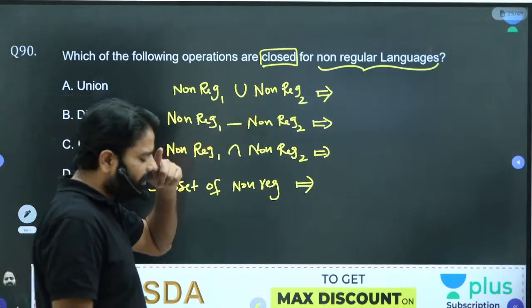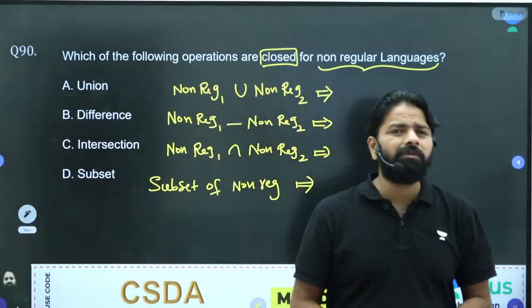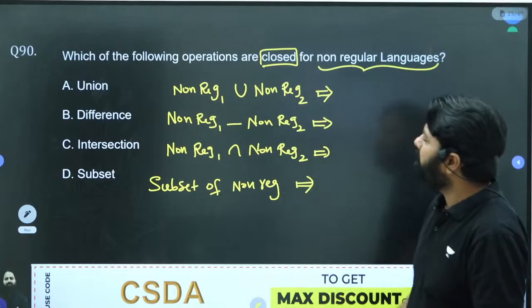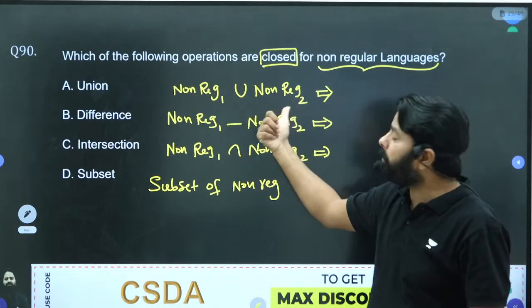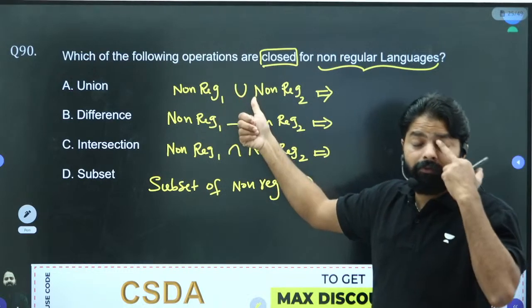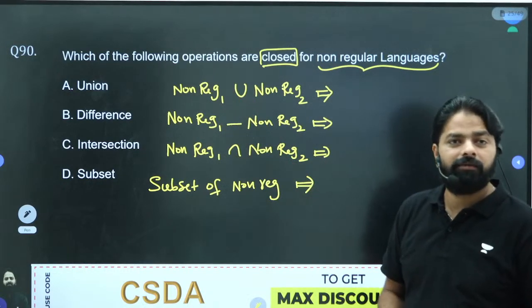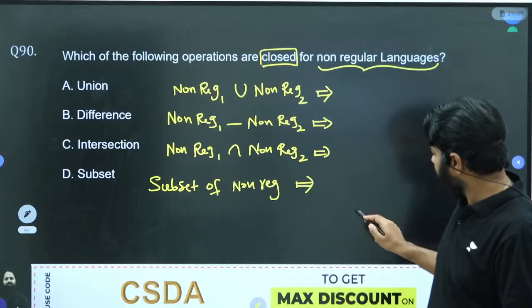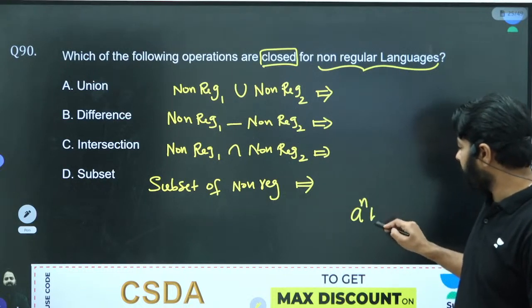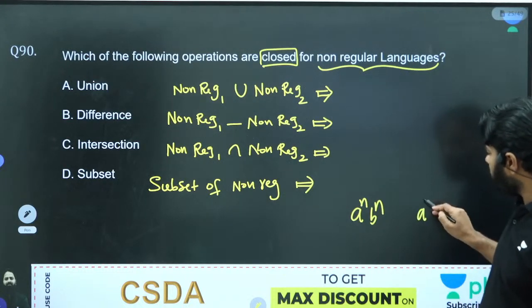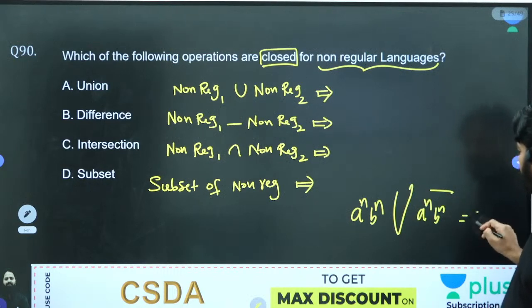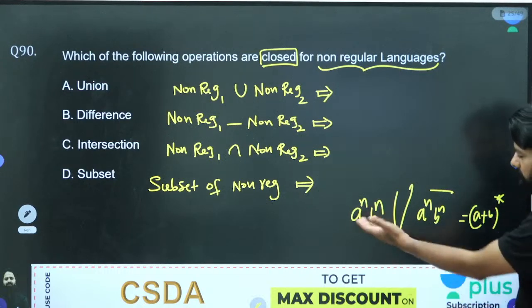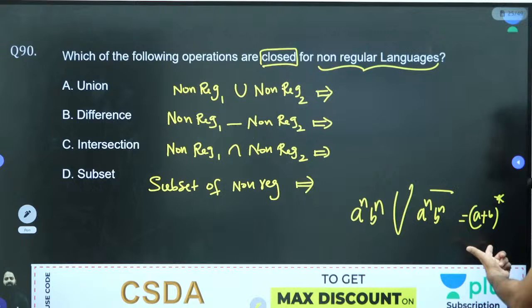Non-regular union non-regular. Is it possible to get a regular? Let's take some non-regular language and take its complement. That is also non-regular, but when you do L union L complement, what happens? You get Sigma star. Take any non-regular, let's say a^n b^n, and its complement is also non-regular. The union gives (a+b)*. But did you get a non-regular? No. Non-regular union non-regular, you got a regular.